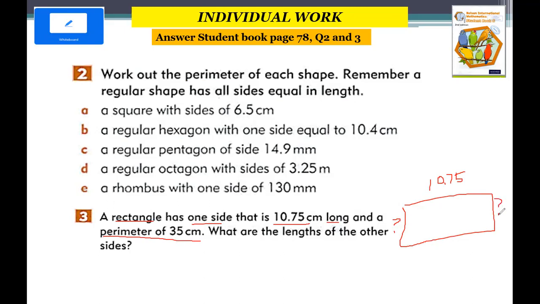I have explained already what to do. Remember, opposite sides are equal for the rectangle. So this is one of your work. Page 78, student book, question 2 and question 3. That's one. All right? Okay. Next.